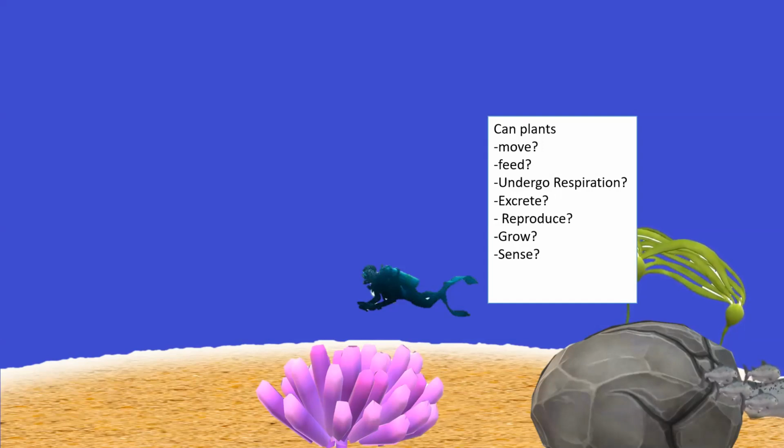So do they feed? They do not have a mouth. They do not feed like animals, but they do undergo photosynthesis, whereby they produce their own food. So they feed themselves by producing their own food. Okay, they do undergo respiration. They do excrete. For example, they excrete oxygen. This is oxygen that we use to breathe. They do reproduce, they do grow, and they do sense the environment.